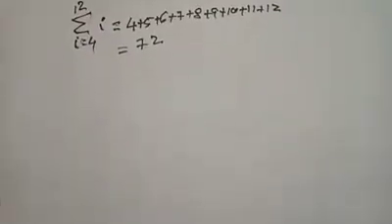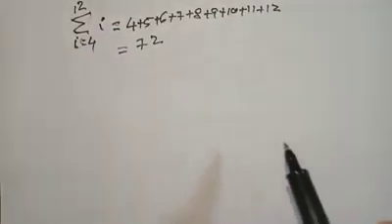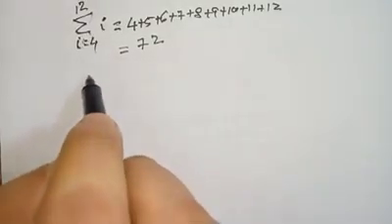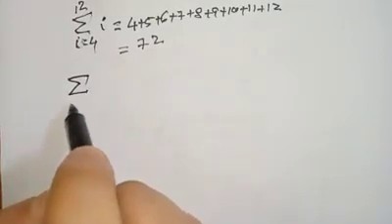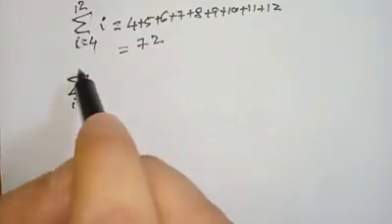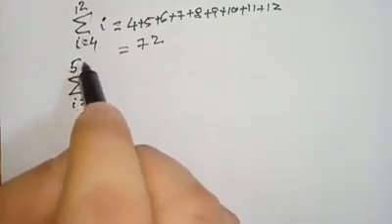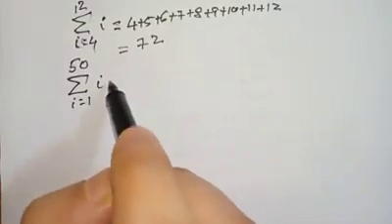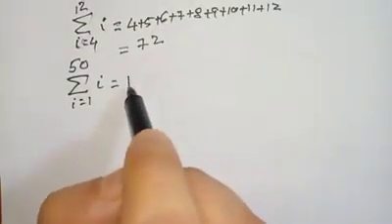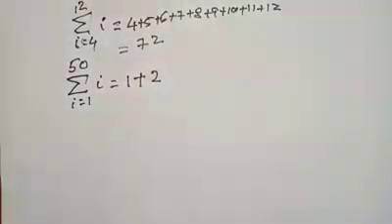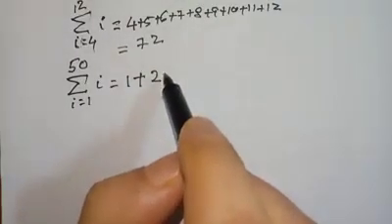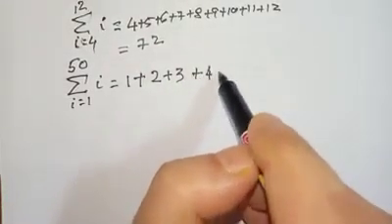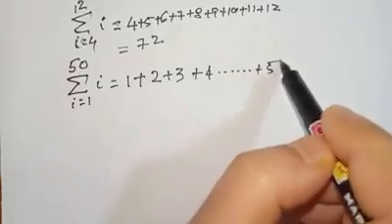Now if we take this kind of a sum which will go on till 50, 1 plus 2 plus 3 up till 50, what we can do is write sigma of I equals 1. We start with 1, we go till 50, right? We go till 50 and it is I. So let me write it for you, just up till a few numbers. So we get 1 plus 2, okay, then we get 3, then we get 4, and so on till 50, right?